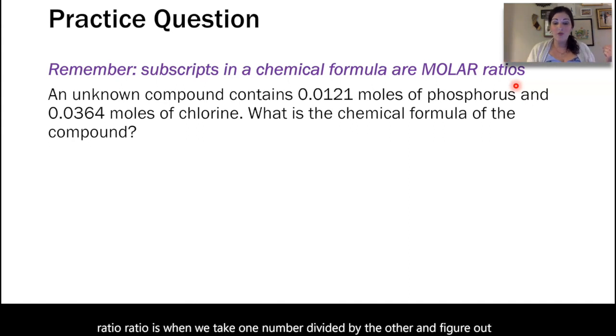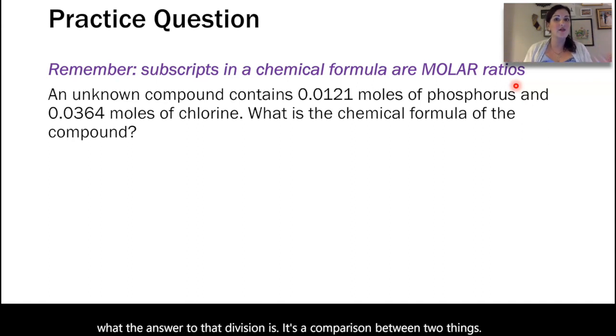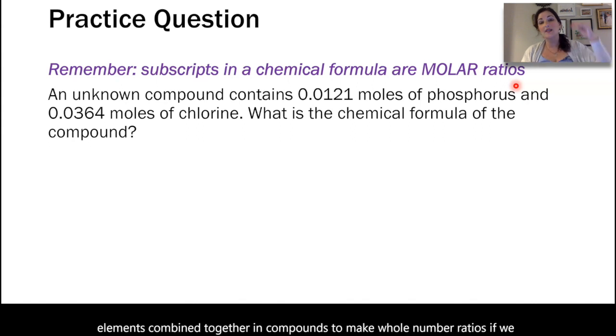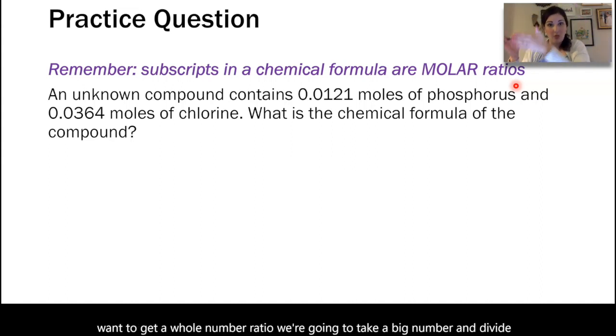Okay, so if we want to get a whole number ratio, because remember John Dalton said that elements combine together in compounds to make whole number ratios, we're going to take a big number and divide by a smaller number in order to get a ratio greater than 1.